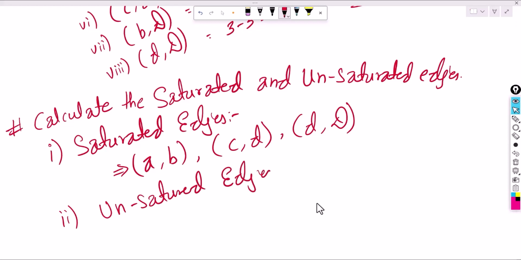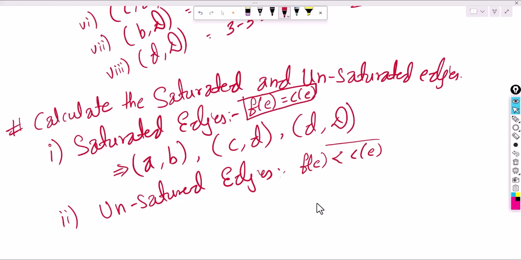Saturated means we have a formula that flow of e is equal to capacity of e. So you need to remember this formula. An unsaturated edge means flow of e is less than capacity of e. So this is the formula for finding the saturated edges. So write down the remaining part, that is S to A, this is unsaturated, and S to C, this is unsaturated.